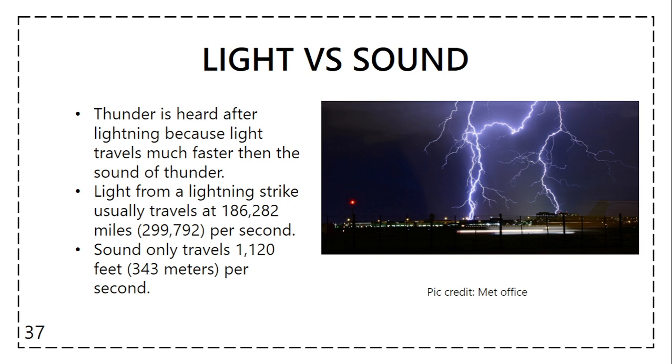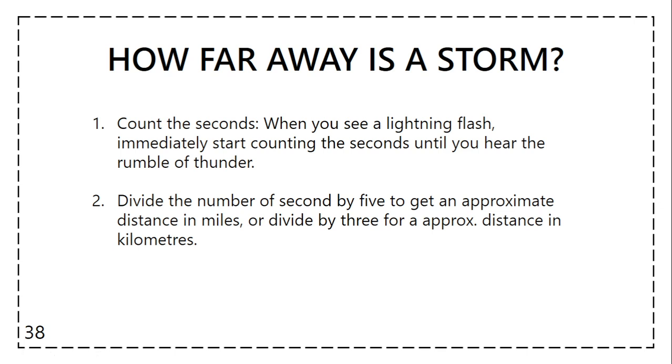Light versus sound. A lot of you know this, but I just want to include this in the PowerPoint. If some of you don't know, thunder is heard after lightning because light travels much faster than sound. Light from the lightning strike travels at 186,282 miles per second, which is 299,792 kilometers per second. Sound only travels 1,120 feet, which is 333 meters, per second. A lot slower.